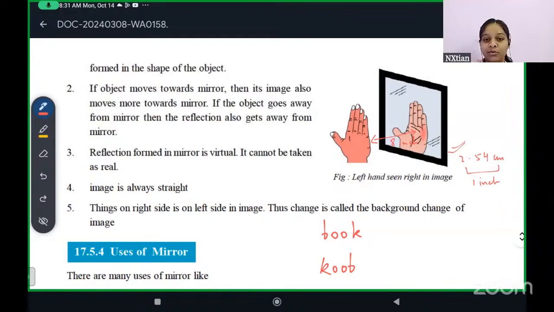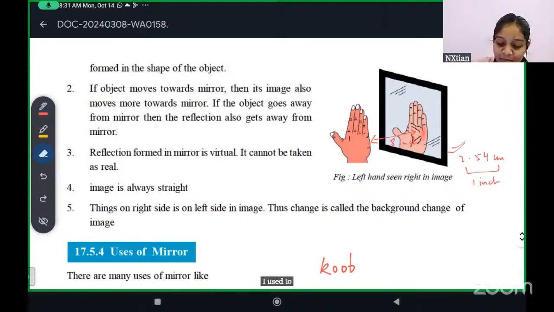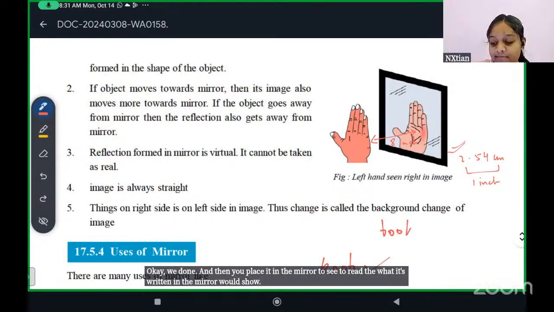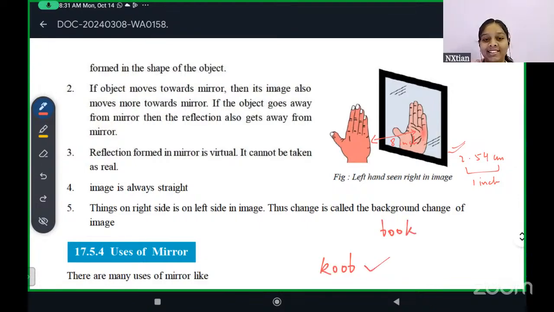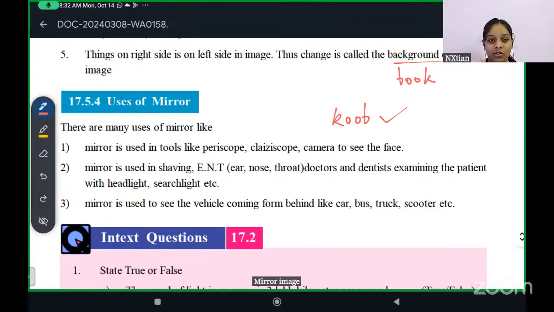So what we used to do, yes, Abraham, we used to write everything like ulta this, and then put it in front. Put it right, yes, that's right. We used to write this KOOB, okay, ulta, and then you place it in the mirror to read what it's written. The mirror would show book. Okay. So this thing happens. This is known as background change of image. Some people also call it mirror image. Yes, also called mirror image.